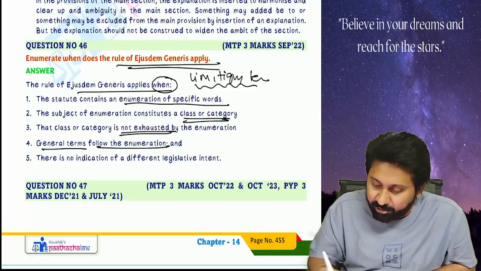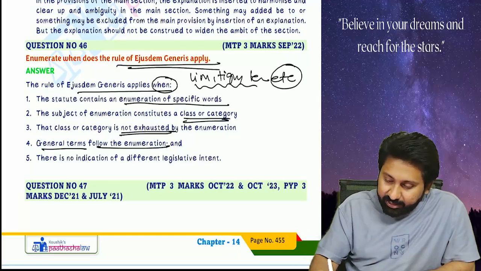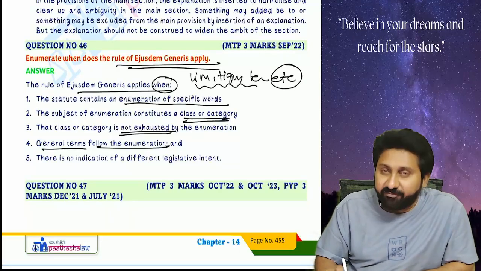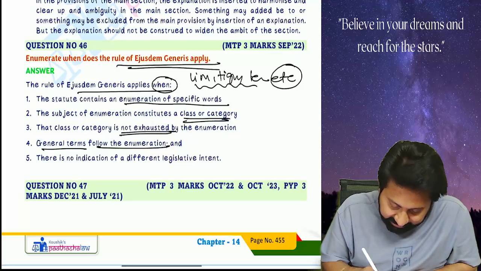General terms follow the enumeration. Etc. is a general term, following specific terms. There is no indication of different legislative intent. Then, lastly, write down.